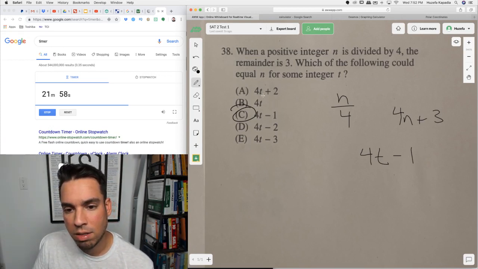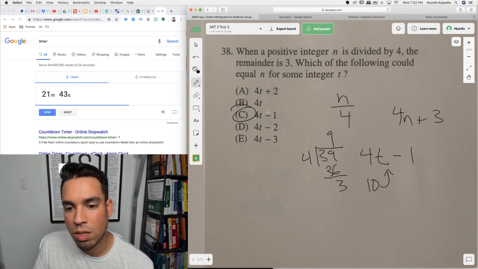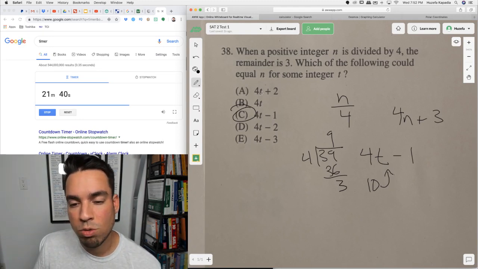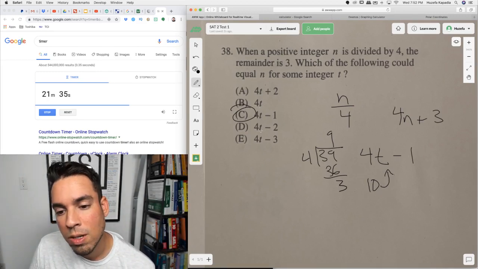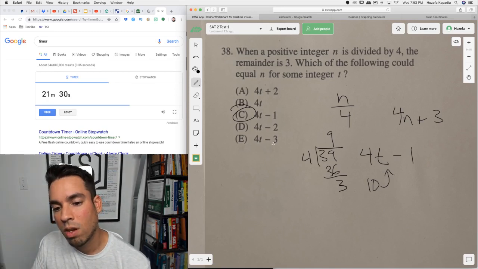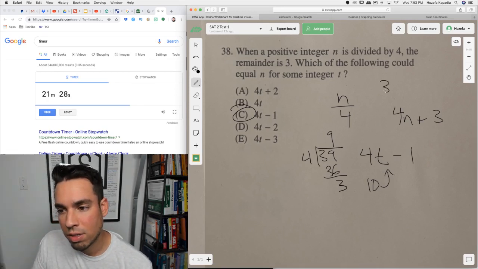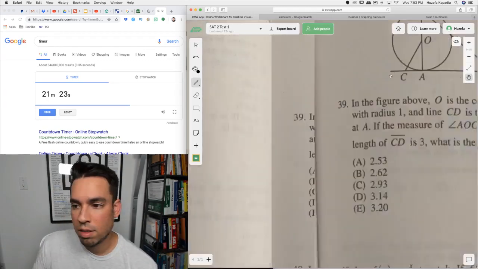Okay, here's why. I'll just give you an example. Let's take 10, for example. 10 would be t. So this one would be 40 minus 1 is 39. Divide by 4, and we get 9, 36, remainder 3. Any of these other ones wouldn't work. Otherwise this would be 42 divided by 4 is 10, remainder 2. This would be exactly no remainder. This would be a remainder of 2, and this would be a remainder of 1, because it'd be like 37 divided by 4.